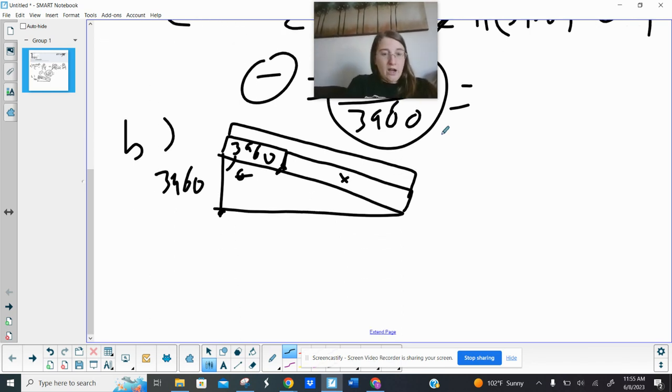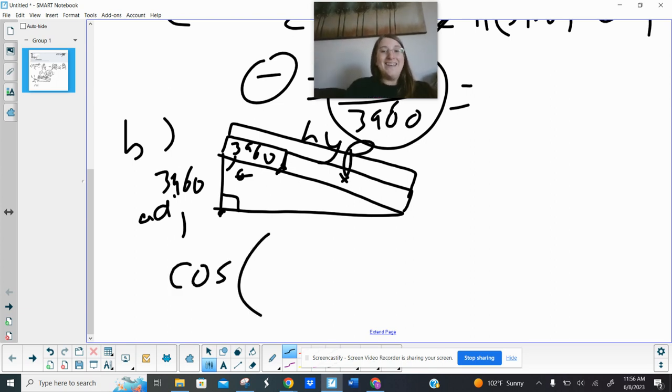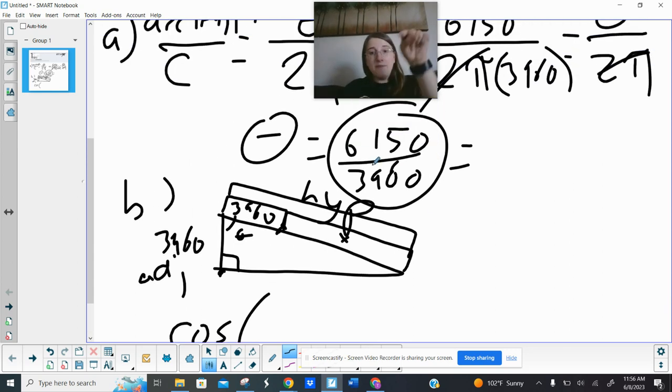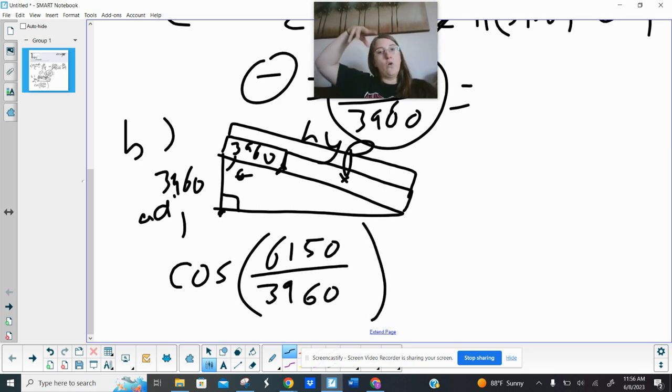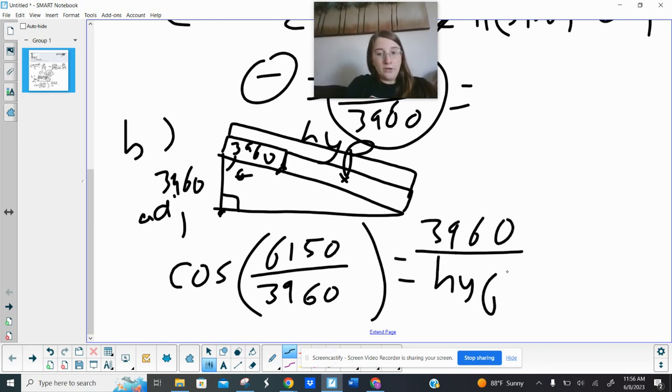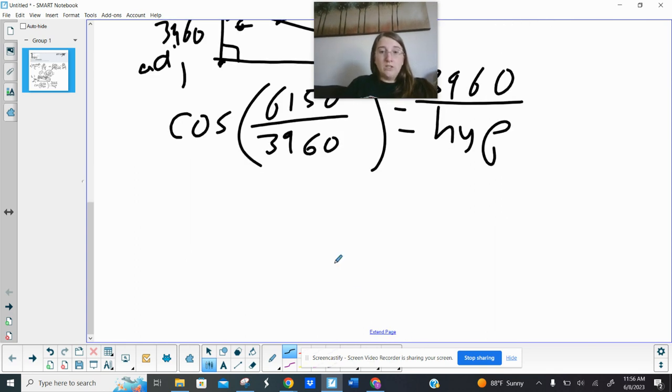So just kind of real quickly, looking at our triangle here, this is the adjacent. This is our hypotenuse. So we'd be using cosine. So what you'd want to write is cosine, not of the answer that you typed in A, but you want to write this fraction. So 6,150 divided by 3,960 equals our adjacent over our hypotenuse, which is the 3,960, over, I'm going to go ahead and call it the hypotenuse. So you would cross multiply and solve.